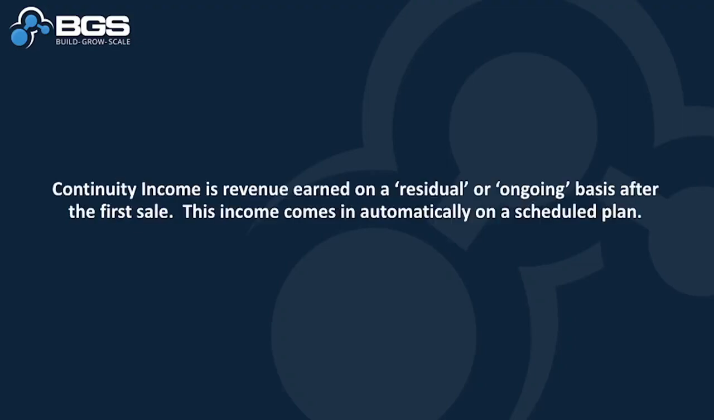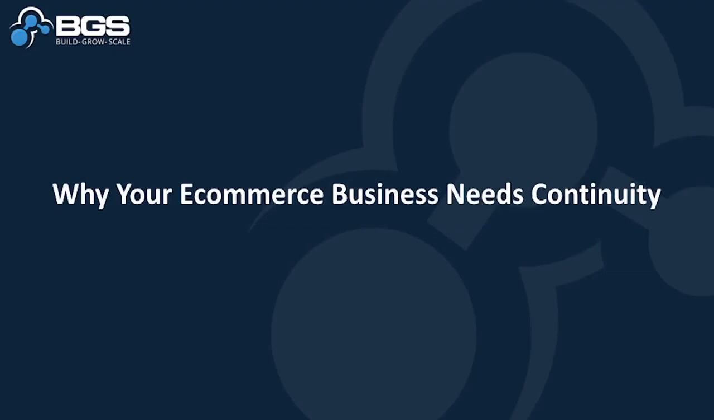All right, so continuity income is the revenue earned on a residual or ongoing basis after the first sale. This income comes in automatically on a scheduled plan, starting basic, moving more advanced, okay? Why do you need continuity? I'm going to skip through some of this because we've pretty much belabored it over the last couple of days, so we'll go kind of quick.